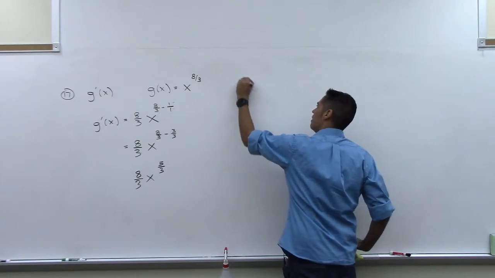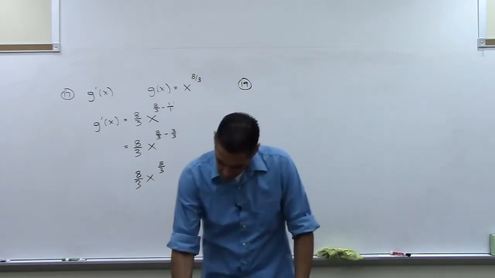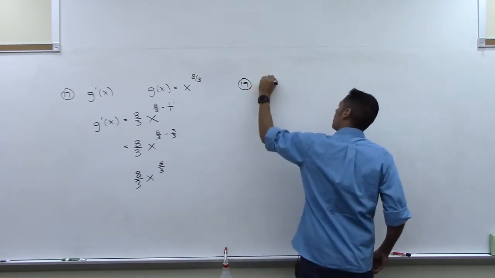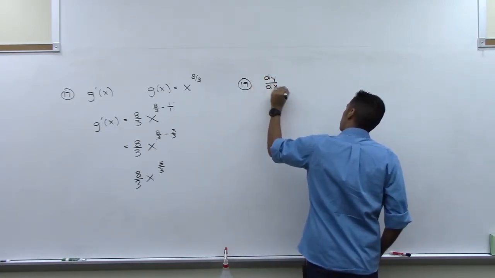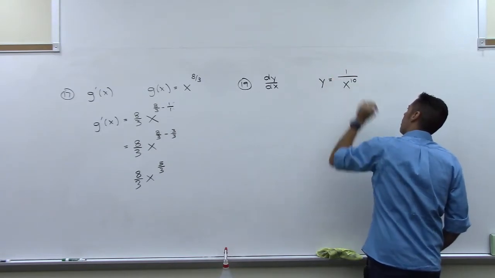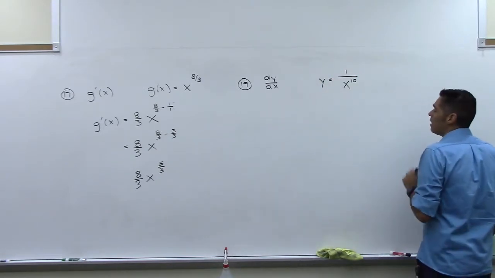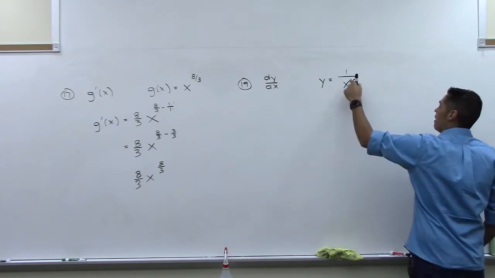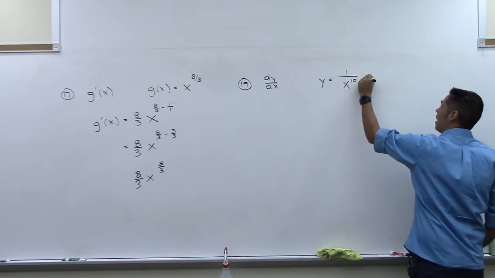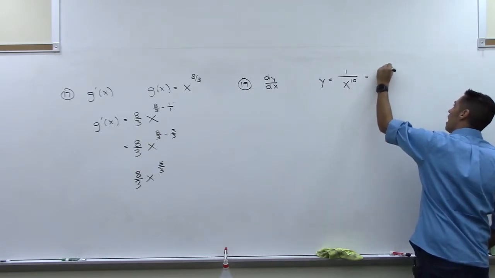Number 19. dy dx is what we want. And they tell us that y is equal to 1 over x to the 10th power. Now we need to make sure we're careful here. We can't just say this is x to the 10th because it's in the denominator. We actually need to realize that that's x to the negative 10.